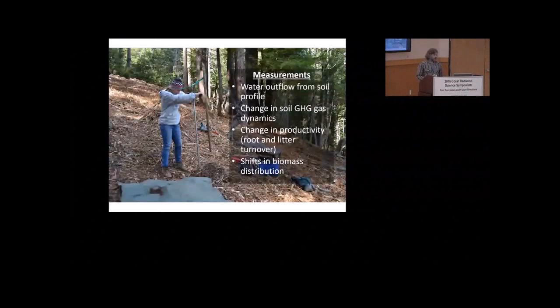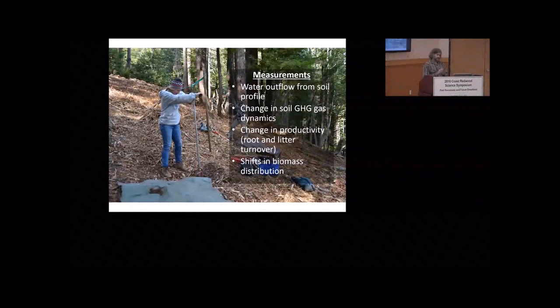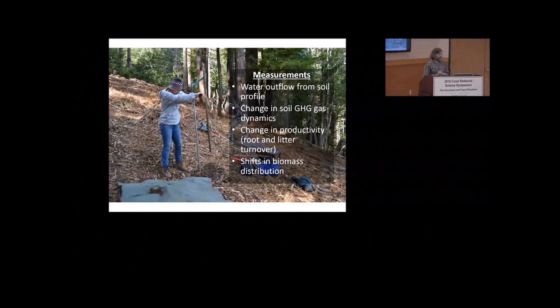Okay, our measurements are, we measured water outflow. As I said, it's a water district, that's important. We're measuring greenhouse gas dynamics, carbon dioxide, that's soil respiration, methane flux, and nitrous oxide dynamics. And we're also measuring changes in productivity. Immediately, what's happening right now is measuring root and litter turnover. That's a lot of work, but the reason that you do it is because it's a sensitive measurement, and it can tell you if you're increasing productivity on the short term.